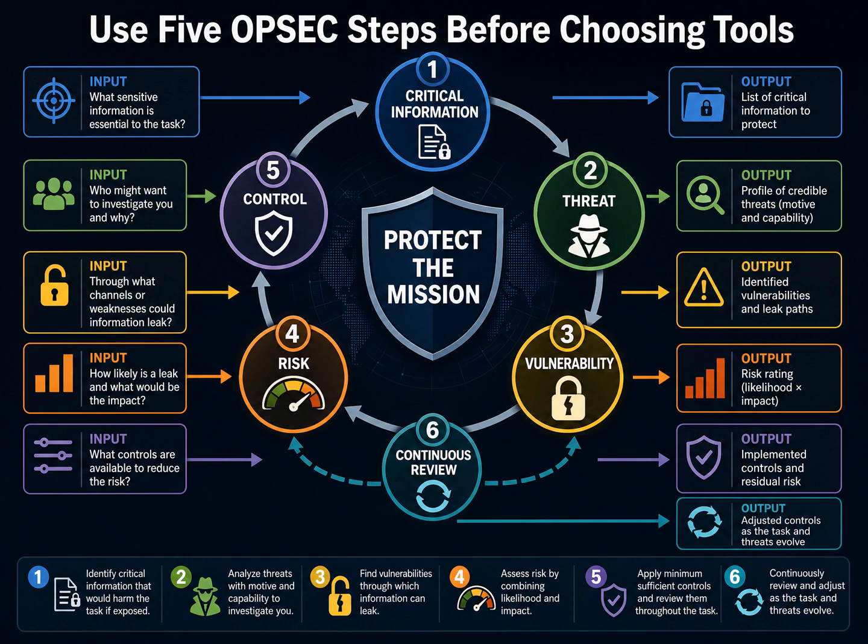The 5 steps begin with information, not software. First, identify what must not be exposed. Second, describe who might look for it and what that actor can realistically do. Third, find the weaknesses that create a path. Fourth, judge likelihood and impact. Only then do we choose controls.